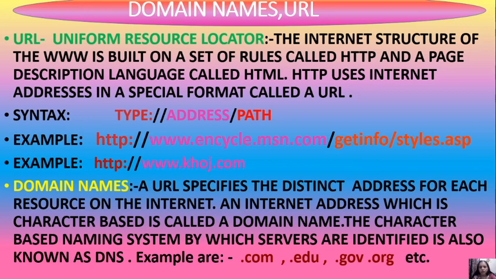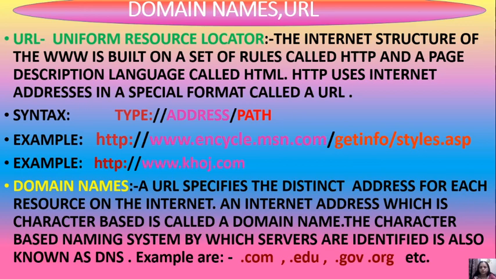And domain names. A URL specifies the distinct address for each resource on the internet. An internet address which is character based is called a domain name. The character based naming system by which servers are identified is also known as DNS, domain name system. For example, .com, .edu, .gov, .org. As we know, .com is for commercial websites, .edu for educational, .gov for government, .org for organization. So this is called domain names.